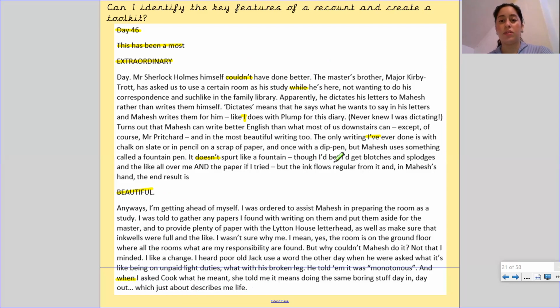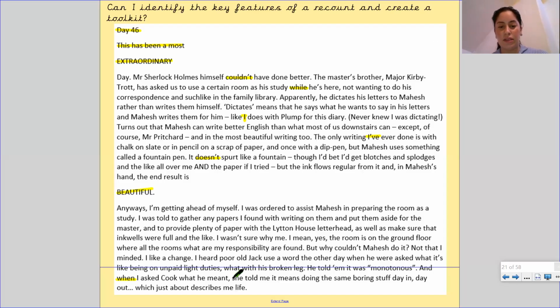Well, these are adverbials of time or time connectives, so they tell us when something is happening. Oh, I had asked about the sort of language that she uses as well. So she's saying this has been a most extraordinary day. She's expressing herself by saying Mr. Pritchard's handwriting is the most beautiful writing. So, here she's saying the end result is beautiful. So she's using emotive language as well. Okay, if you have noticed any other features, make sure you include that on your list too.